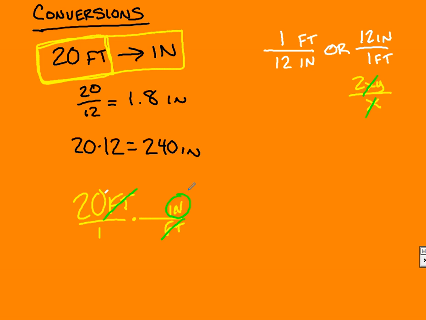And so what I would say is I know 1 foot is the same as 12 inches. Now, my unit's inches, that's what I want, so all I have to do now is multiply. I multiply straight across, and that's how I get 240 inches. 20 times 12, and down the bottom, 1 times 1, and do your division. Let's look at a couple more examples.